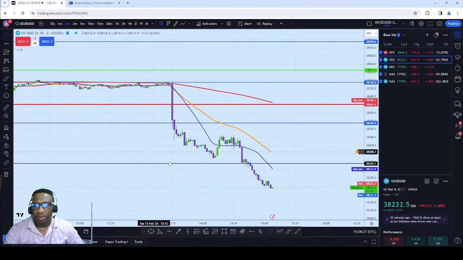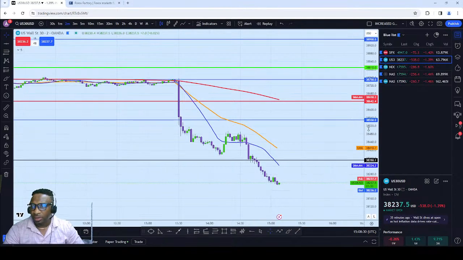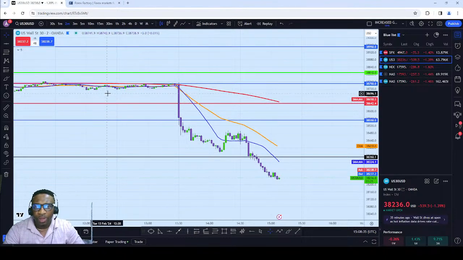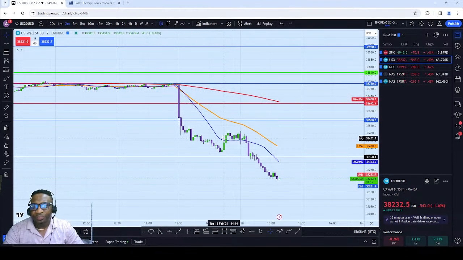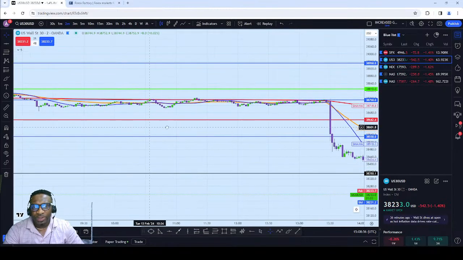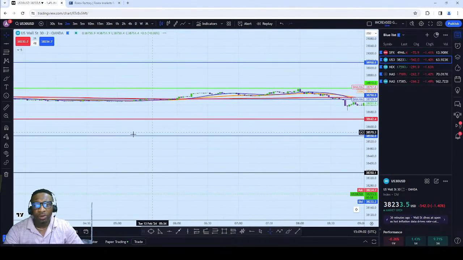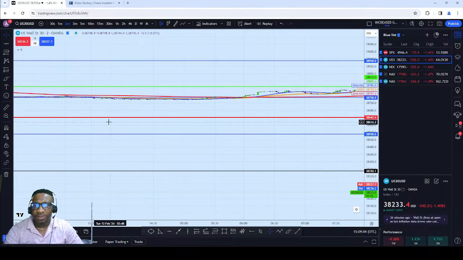The way we use this to make money is we look at where price is. If price is below the 20 moving average, we look to sell. We look for sell opportunities, or we short the market. And when price is above the 20 moving average, we look to buy. We look for buys, or we go long in the market.